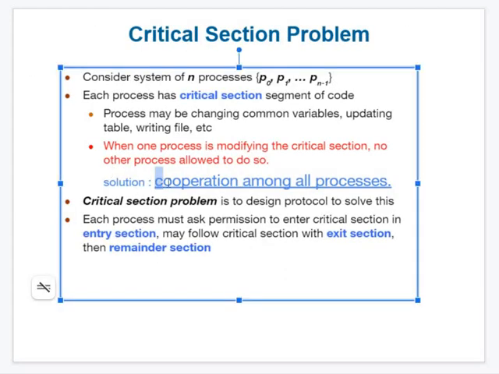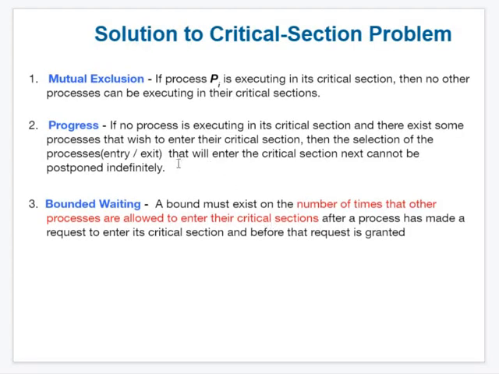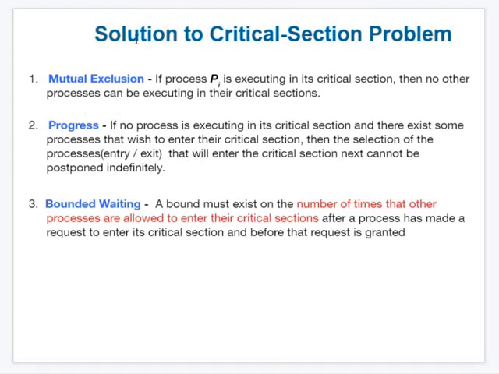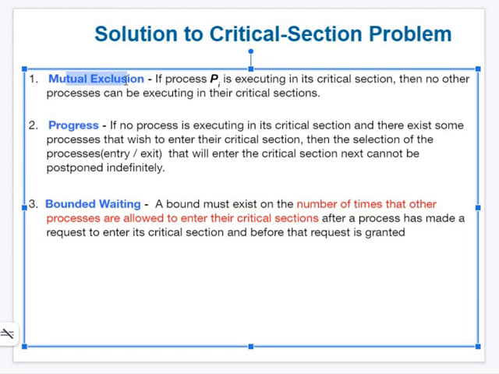What is the solution mentioned? Make them all friends. So how to make them friends? It is to tell them, okay, you all cooperate among yourselves, so don't come up with a difficult situation. What is the minimum condition to make all the processes work with each other? There should be some understanding: mutual exclusion.